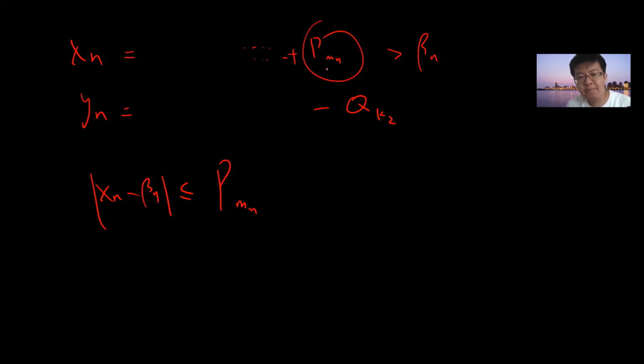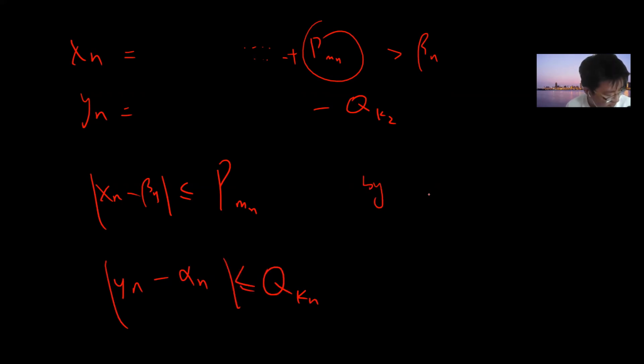That means before you add this one, it is not greater than beta n. Once you add this p_mn, then it starts to be greater than beta n. So that makes xn minus beta n less than or equal to p_mn. For the same reason, yn minus alpha n is less than or equal to q_kn, right? But we already proved that pn converges to 0 and qn converges to 0.